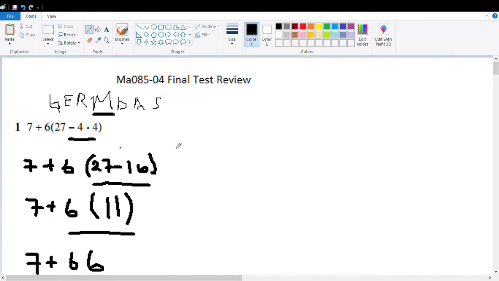So again, this is a review, so the numbers will be different when you take your test, but how you do it is basically the same, especially when the operations are a plus, minus, multiplication, and then there's a parentheses. Pretty much the steps are the same. As long as you follow this, you're going to get your number 1 correct.